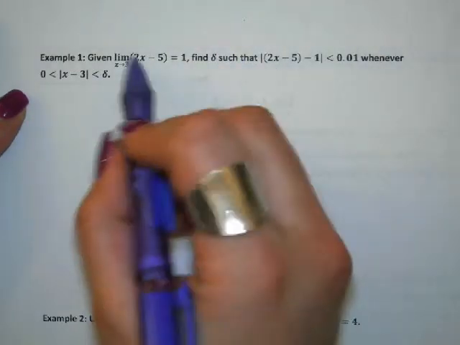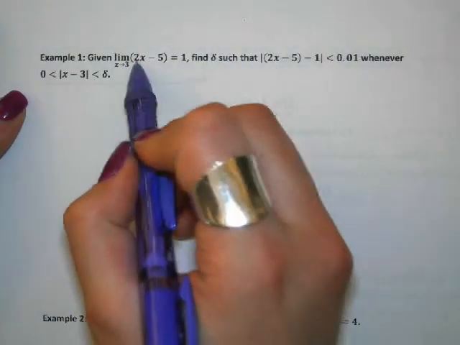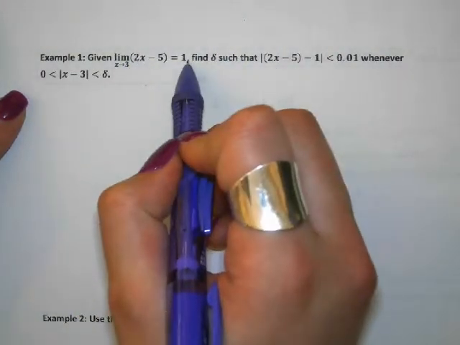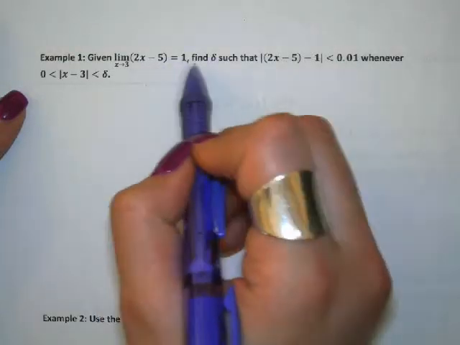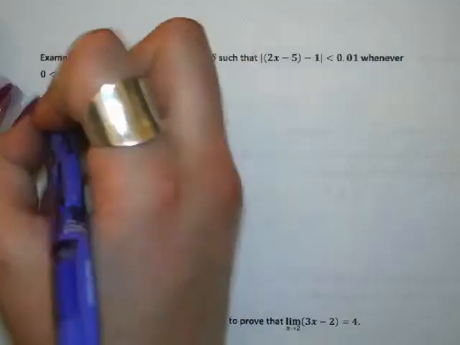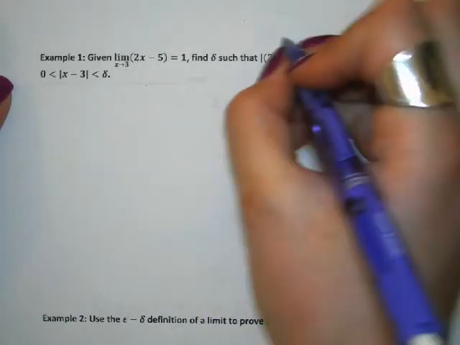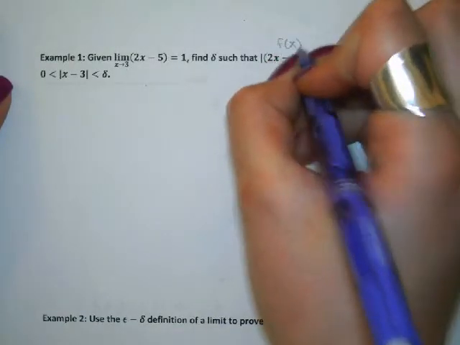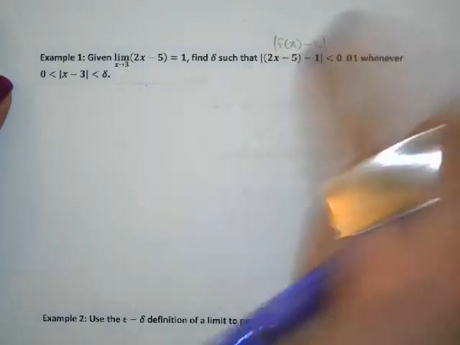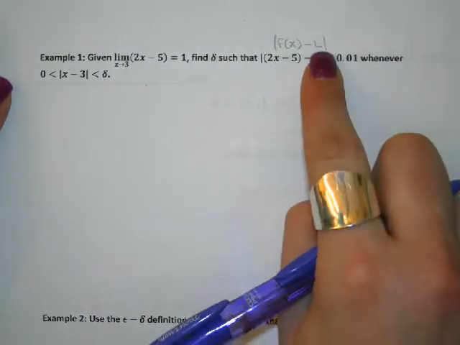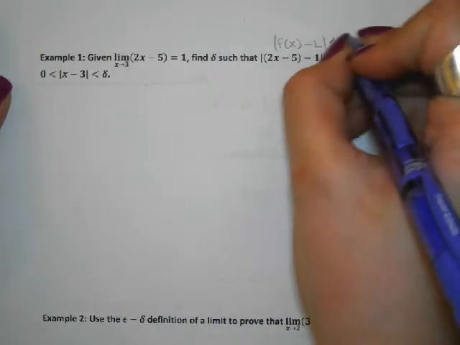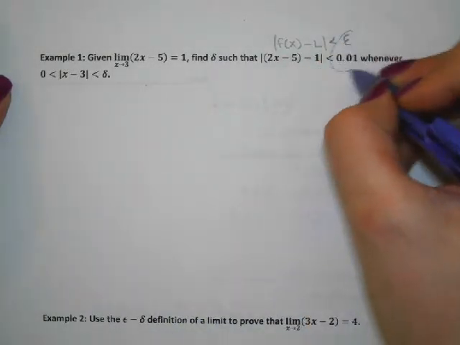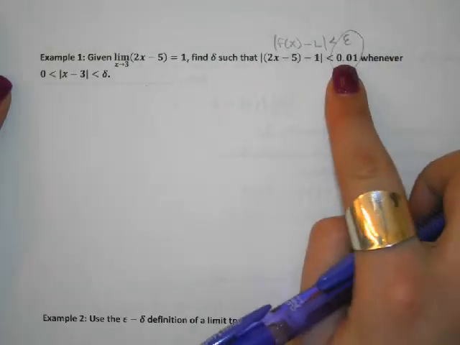So they said that the limit as x approaches 3 of 2x minus 5 equals 1. Do we agree with that? Yeah, because if you plug it in, it's reasonable, right? It equals 1. Okay, so now they have f of x minus the limit, right? Because f of x is 2x minus 5, the limit is 1. F of x minus the limit is less than epsilon, so that means that the epsilon for this problem is 0.01.